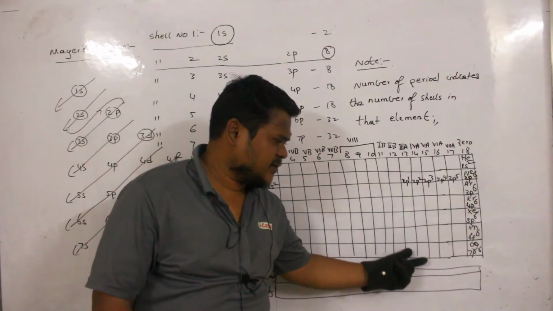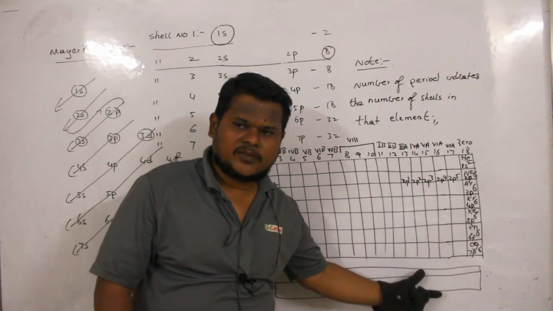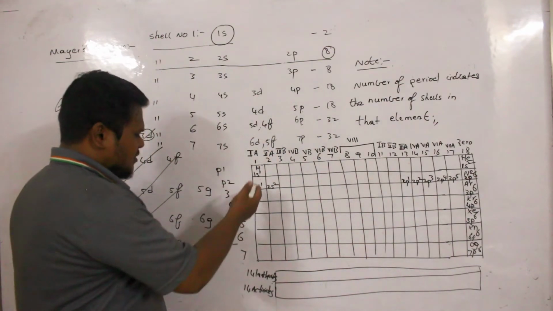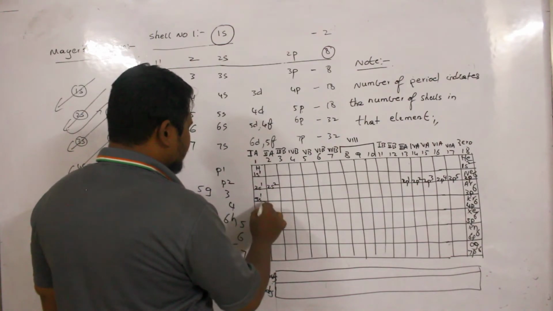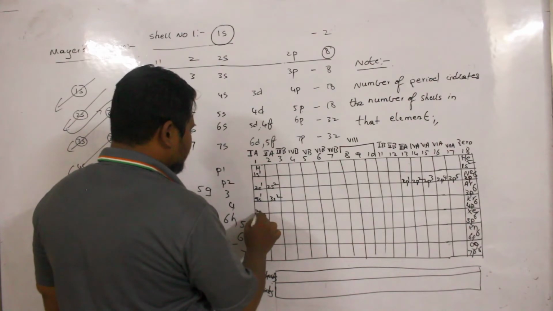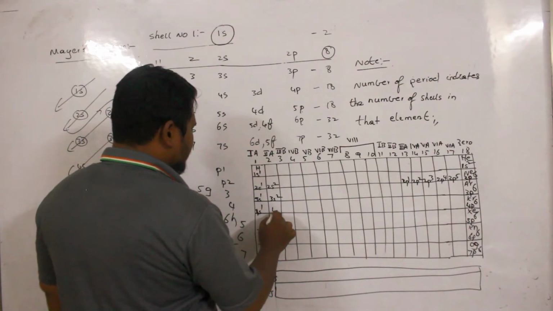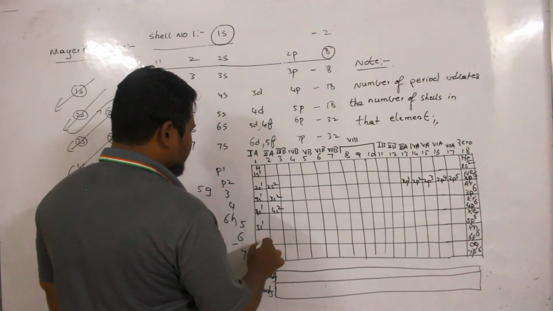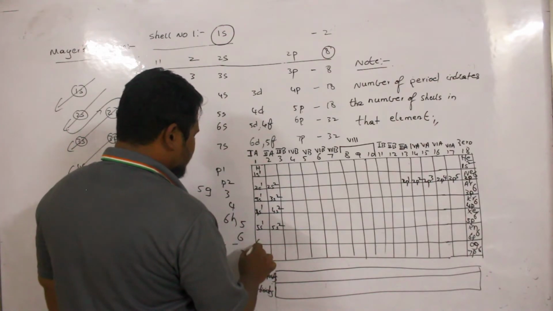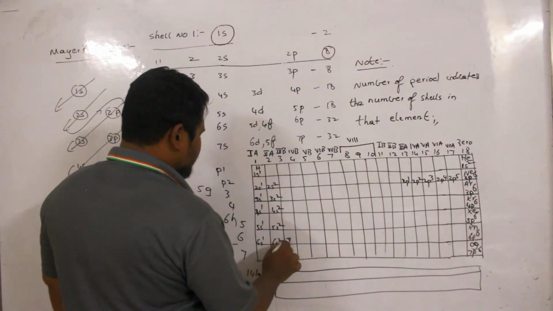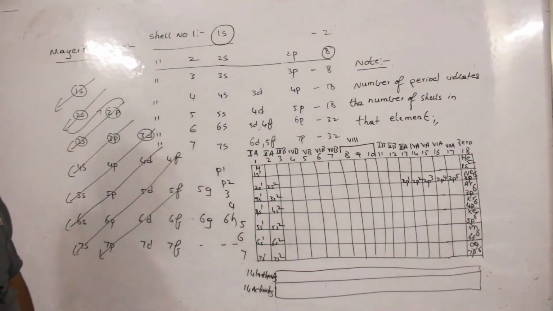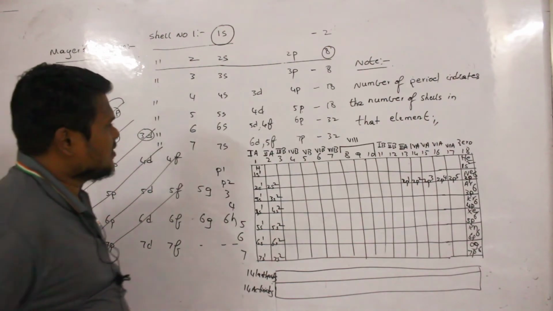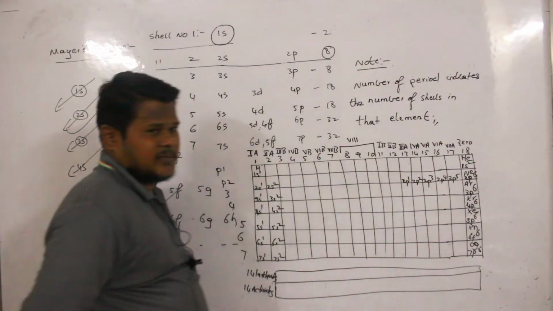Similarly, can't you fill up to here? You can fill these, come on, fill them. Clear? Then you can fill these also. Then I will write 3s1, 3s2, 4s1, 4s2, 5s1, 5s2, 6s1, 6s2, 7s1, 7s2. Okay? So this is how electrons are filled in the periodic table. Clear? So s and p we have filled.